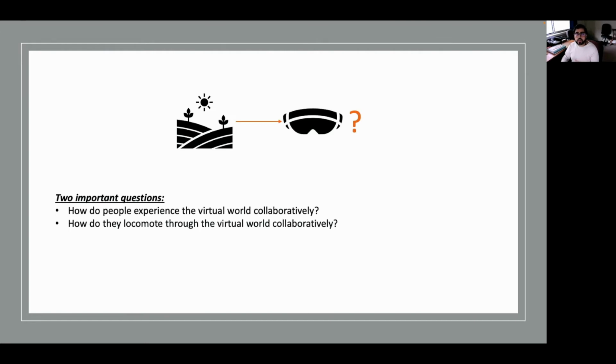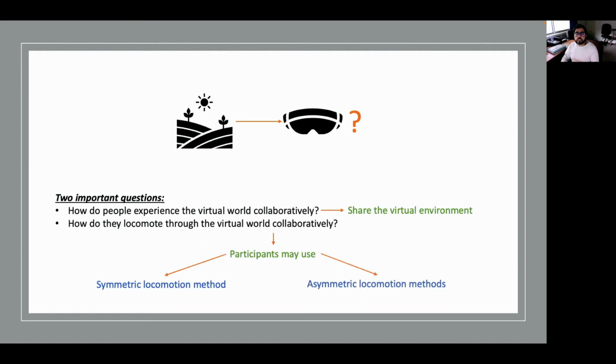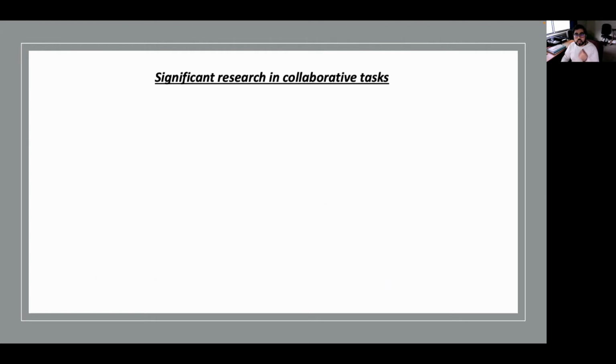To experience the virtual world collaboratively, the environment can be shared among all the people so that they can experience the same environment at the same time. However, answering the second question is difficult because all the members of a group may use either a symmetric locomotion method such as joystick or teleportation, or each one of them may use an asymmetric or different locomotion method such as joystick with redirected walking.